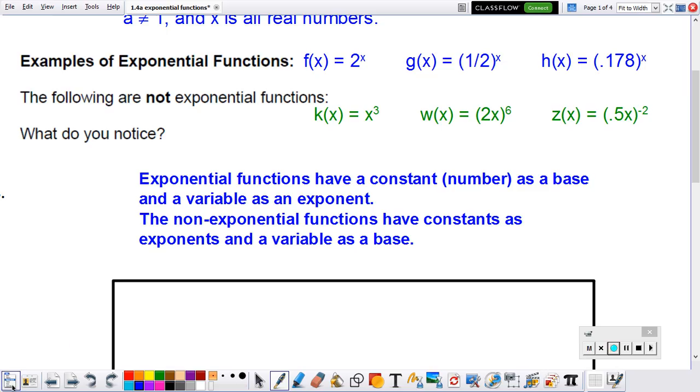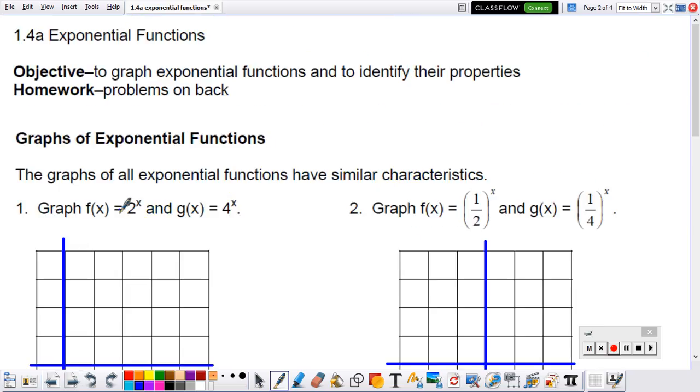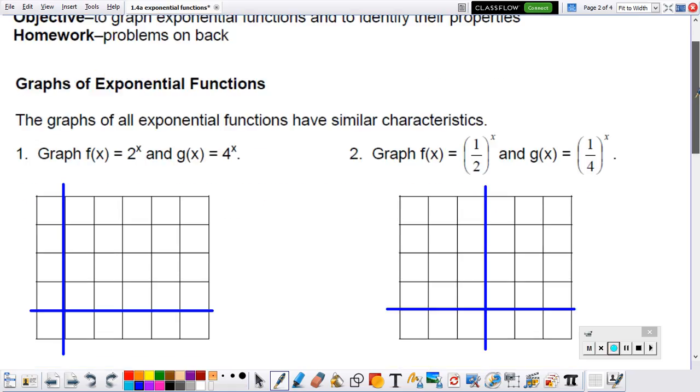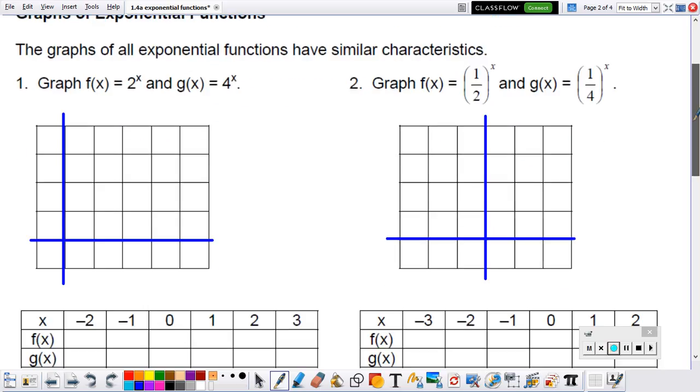Everybody grab your graphing calculator, go to y equals for number 1 on this page, and type in 2 to the x in y1 and 4 to the x in y2. Then go ahead to your table of values and we're going to fill in the numbers. So you should see 0.25, well that's 1/4, 0.5, then 1, 2, 4, and 8.